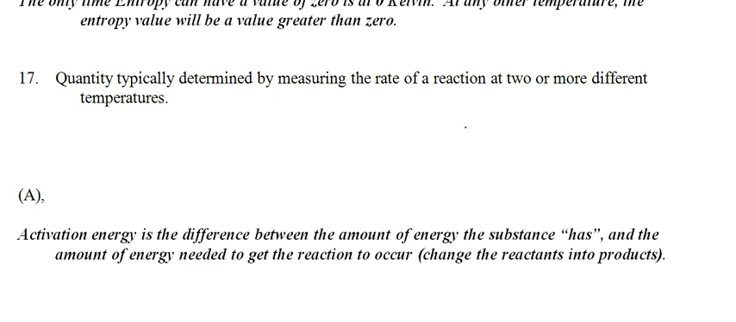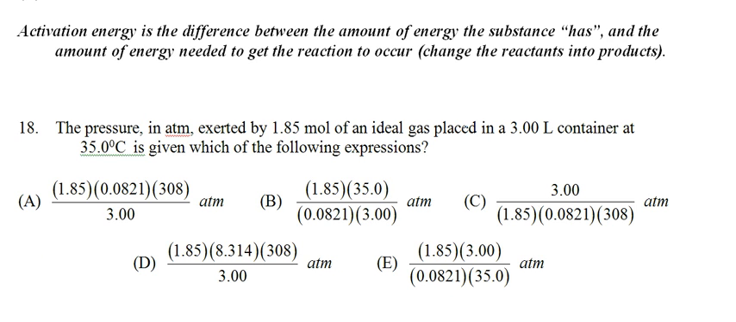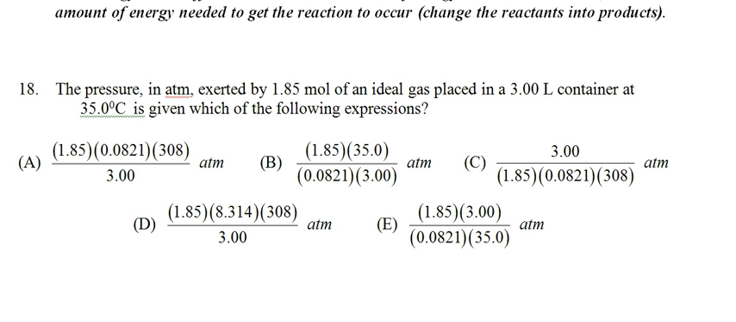Okay. 18, brand new question. Ooh, I like this one. The pressure in atmospheres exerted by 1.85 moles of an ideal gas placed in a 3-liter container at 35 degrees is given by which of the following expressions? Well, that's odd. All right, so we're looking at a PV equals nRT situation here.